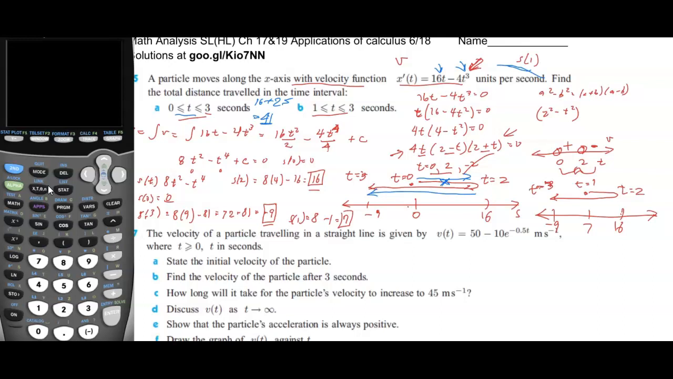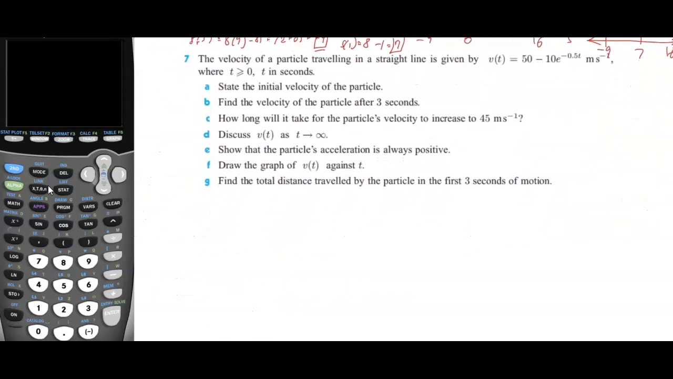So the distance traveled would be 7 to 16, which is 9. And then it's going to go backwards, and that'll be 25. So it would be 9 plus 25, which is 34. Okay? All right.